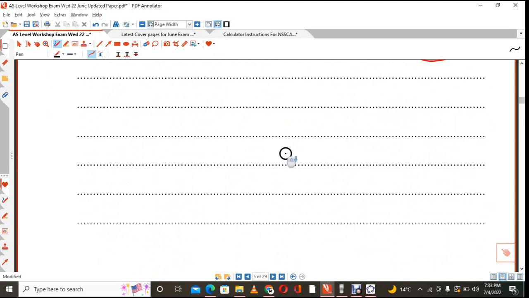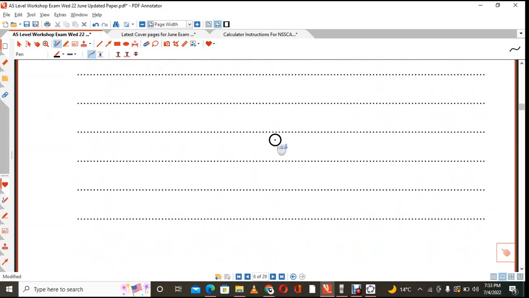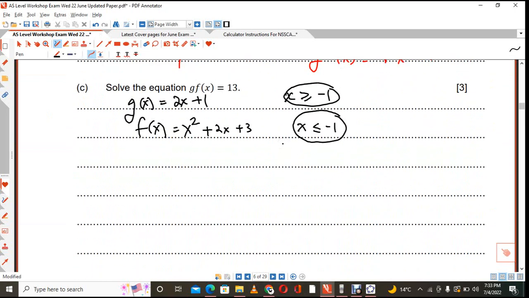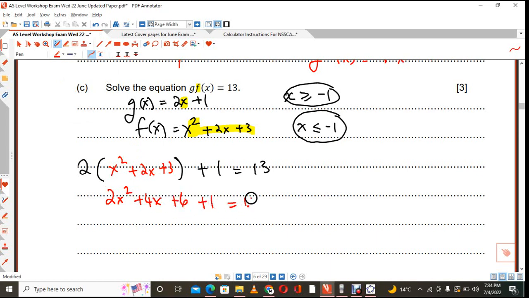So what they are now saying is we are supposed to take these two functions, the composite function, and let it equal 13. That means you're going to take function f, this whole function f, this one here. Can you see that? This will always go from the back. And you are going to substitute it everywhere we have an x in the other function. So that means 2, open bracket, x squared plus 2x plus 3, close bracket, plus 1 equals 13. That's how you do this one. Now you can clean it up. So it's 2x squared plus 4x plus 6 plus 1 equals 13.